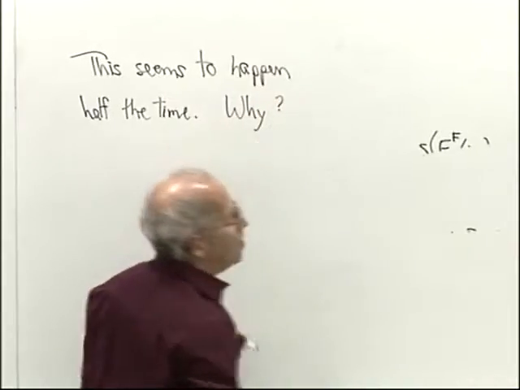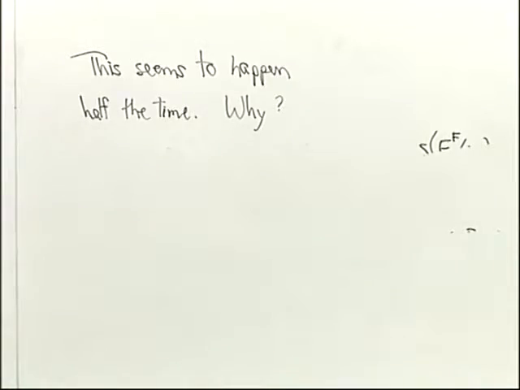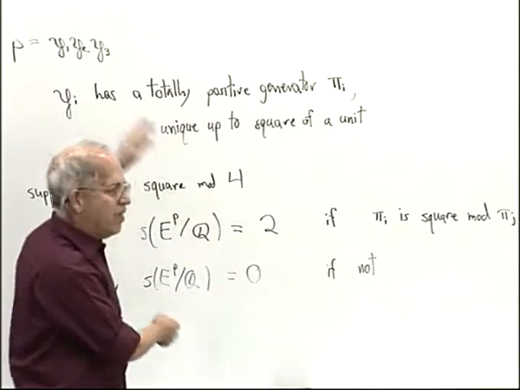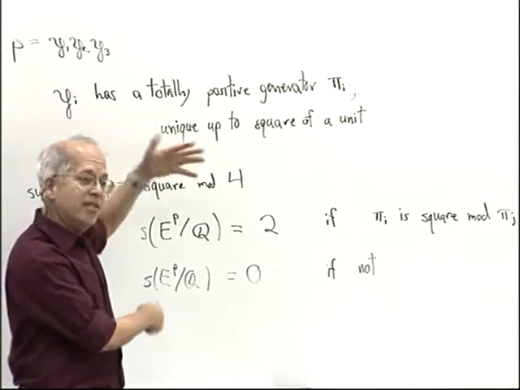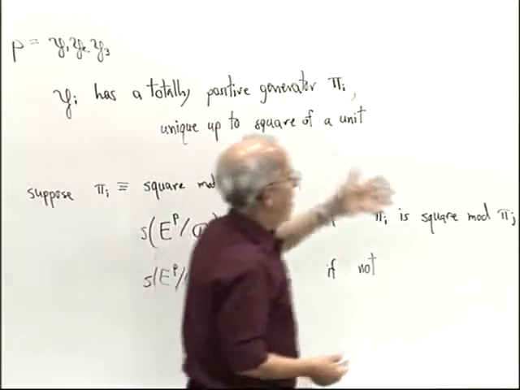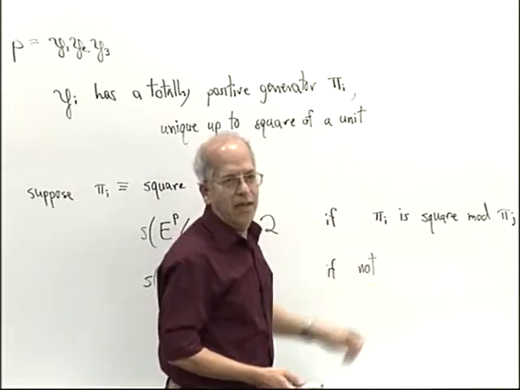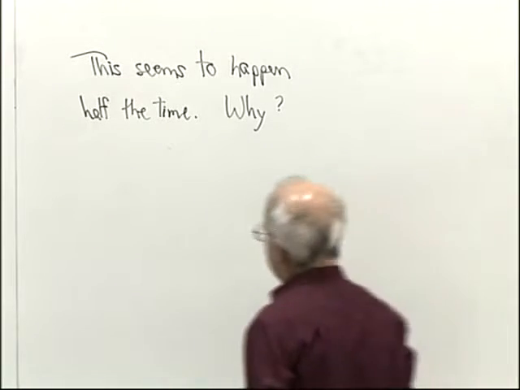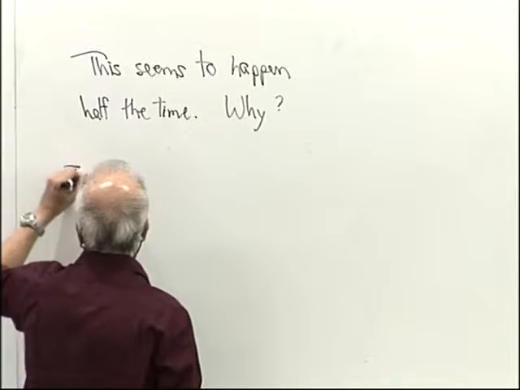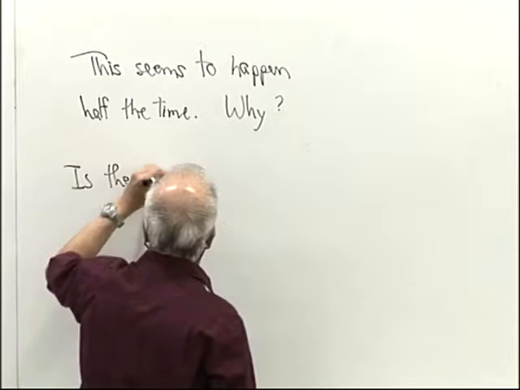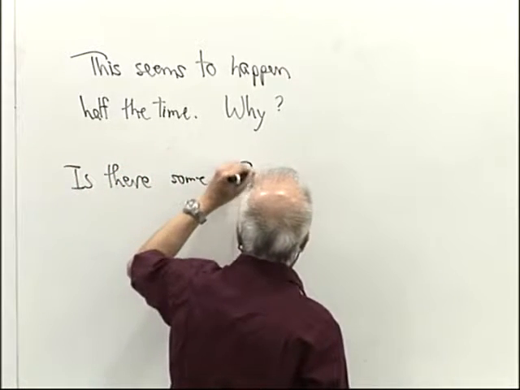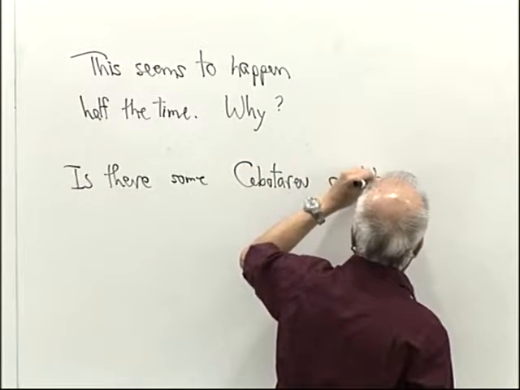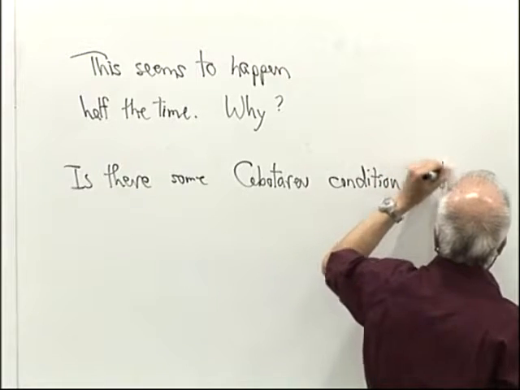I mean, the obvious answer is that there should be some Chebotarev condition, some condition that says if your prime splits in a certain way or has a certain Frobenius in some extension of L, then that puts you in one of these cases instead of the other. But we've been unable to find such a condition. So is there some Chebotarev condition that explains it?